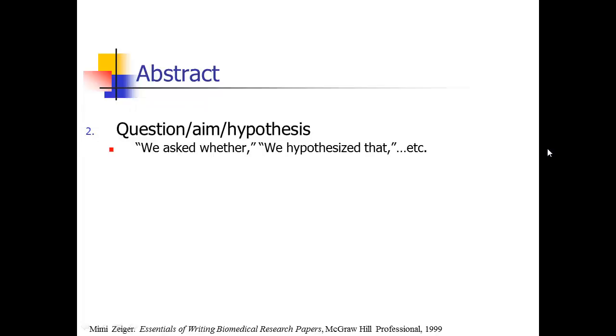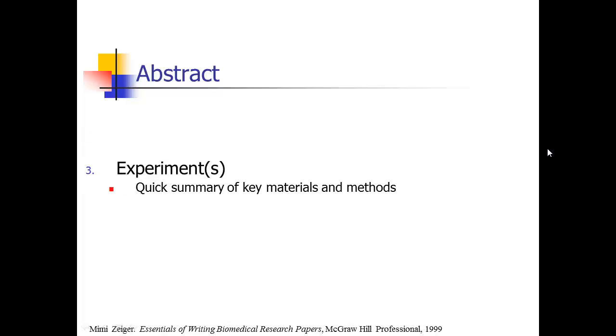And then you state explicitly that research question, just like you did at the end of the introduction section. You're going to use that exact kind of phraseology: we asked whether, we hypothesized that, we speculated that. So you're going to very clearly state what the question was that you were trying to answer, or the aim or the hypothesis of your study, and make it easier for the reader to find. Those two, the background and the question statement, come essentially right out of the introduction.